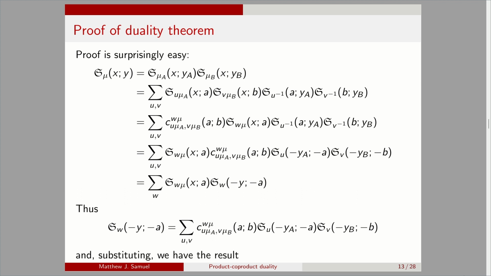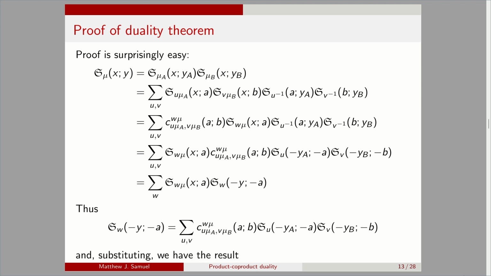Then we move the Molev-Sagan coefficients over to the right-hand side, and we flip the variables in the u inverse and v inverse double Schubert polynomials to get S_u of minus y_a and minus a times S_v of minus y_b and minus b. This is just an identity of double Schubert polynomials. And this is equal to, going back to the original generalized Cauchy formula, S_w mu of x and a times S_w of minus y and minus a.